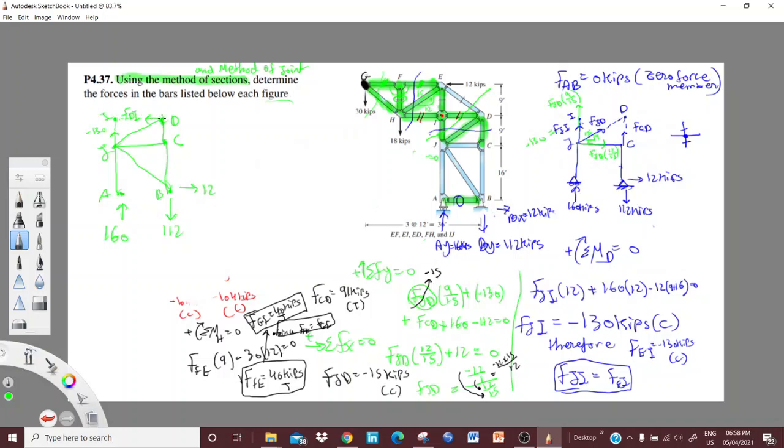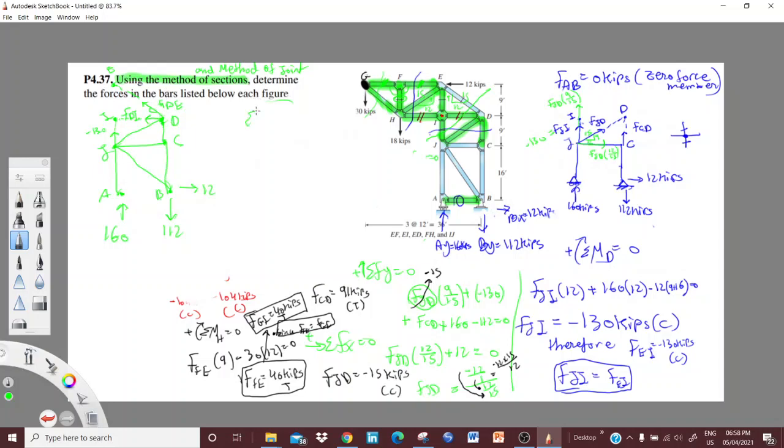Okay, here's the target. We need to find FDE. So it's going along the way E. So we need to resolve the force. We have horizontal 12, vertical 9, so it's 15. Square root of 12 squared plus 9 squared, which is 15.